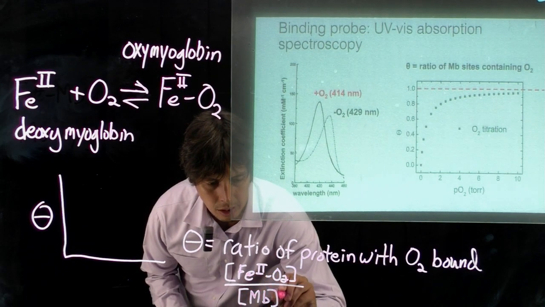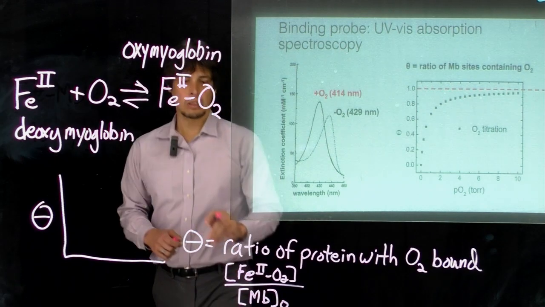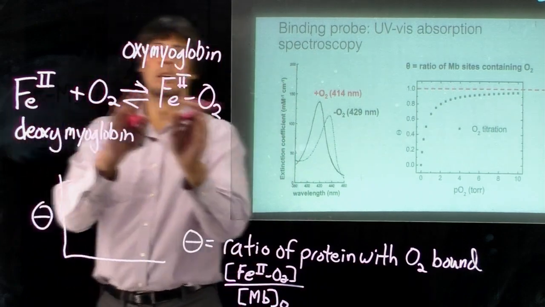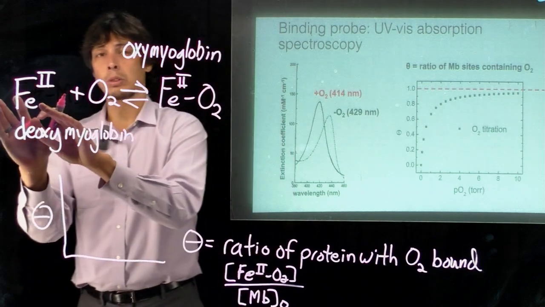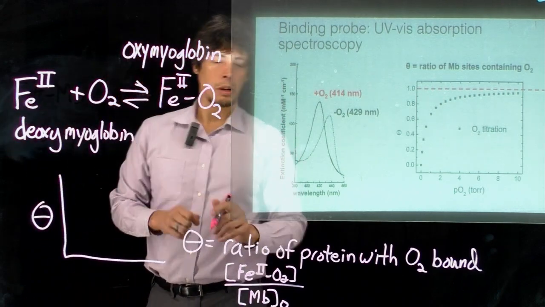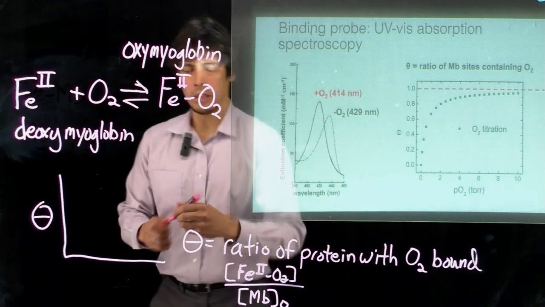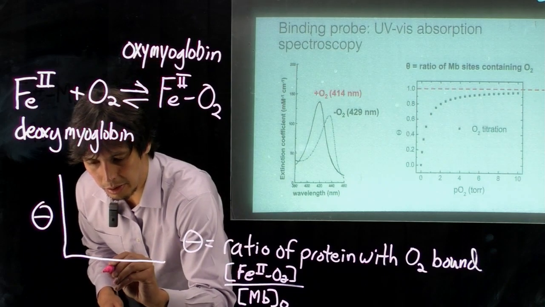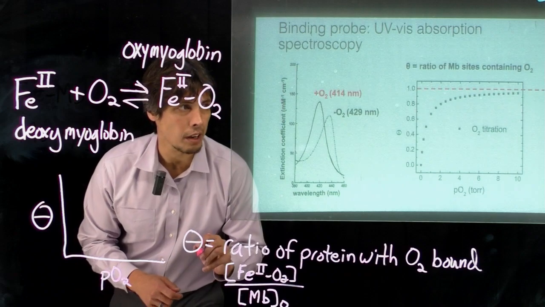So where MB is the concentration of all the enzyme, either in the iron 2 form or in the iron 2 O2 form, so in either the O2 unbound form or the O2 bound form. Okay, and so the x-axis in this case, and we'll talk about this in a bit, is the pressure of oxygen. So another way to think about that is the concentration of oxygen.